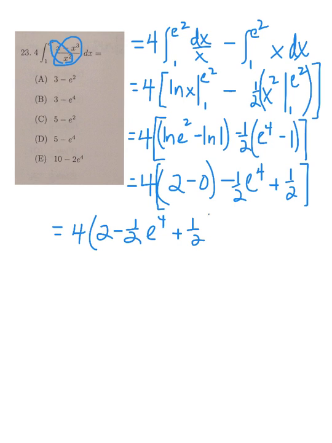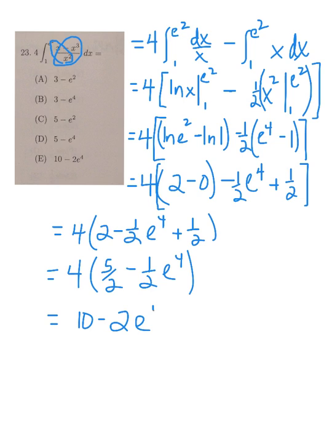Well, 2 plus 1/2 is 5/2, minus 1/2 e to the 4th. And then I'm multiplying that all by 4. So that's going to give me 10 minus 2 e to the 4th. And the answer then is choice E.